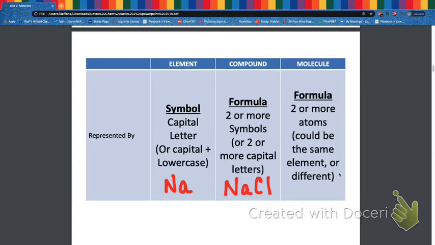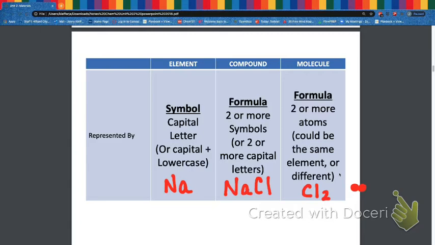Now, elements have symbols and compounds have formulas. But sometimes there are formulas that look like this. Okay, so that's Cl2. What that means is that I have two chlorine atoms stuck to each other. Okay, it's an element. It would be chlorine.